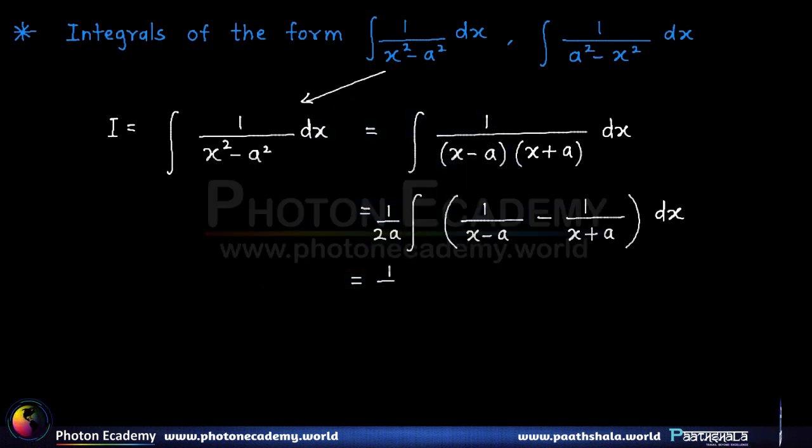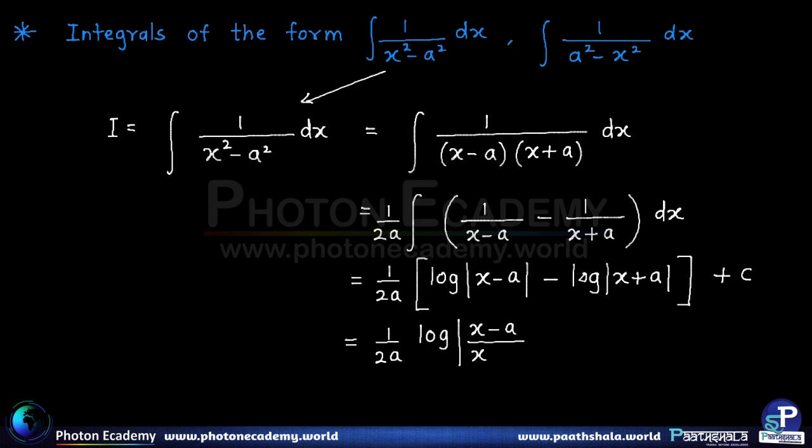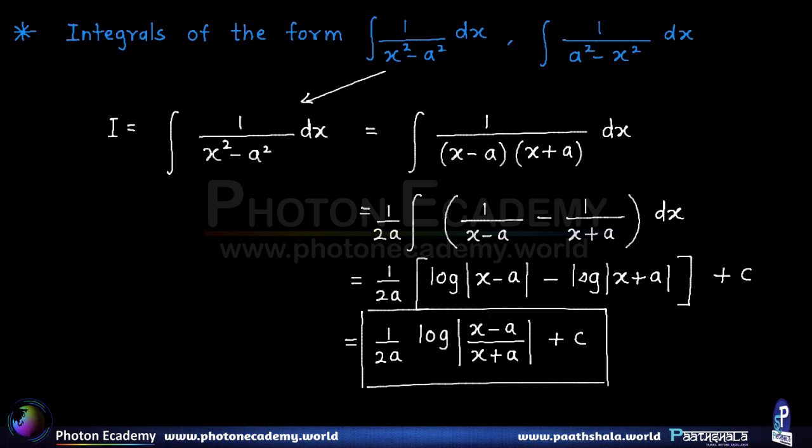The reason for doing this is now apparently clear, because now the two terms can be easily integrated. As we know, the integral of 1 upon linear term in x is nothing but log of that particular linear expression, so we get log of x minus a minus log of x plus a plus c. We can merge both logs, and since there is a subtraction of logs, we will do the division of terms inside the logs. So that is 1 upon 2a log of x minus a upon x plus a plus c. So that's the final answer of this particular integral.